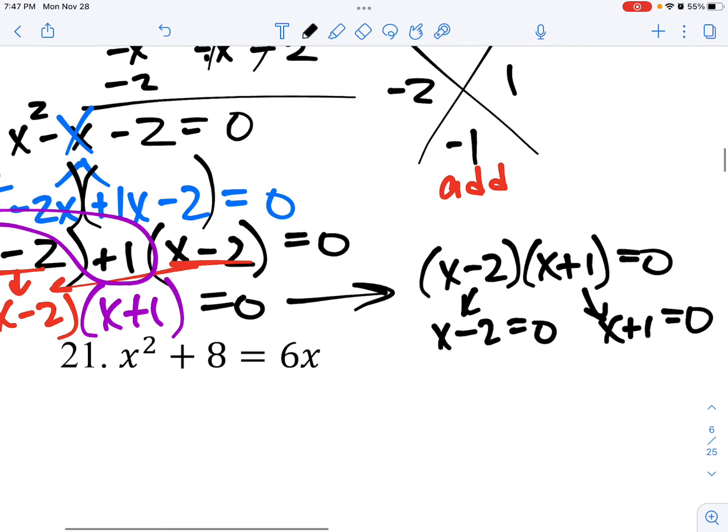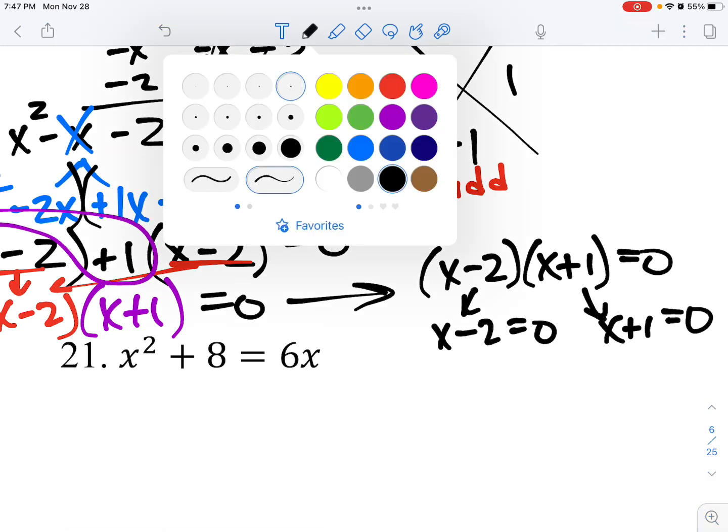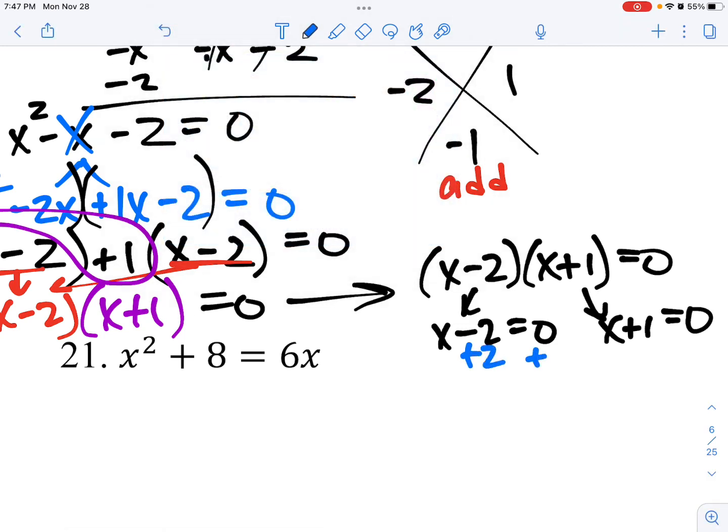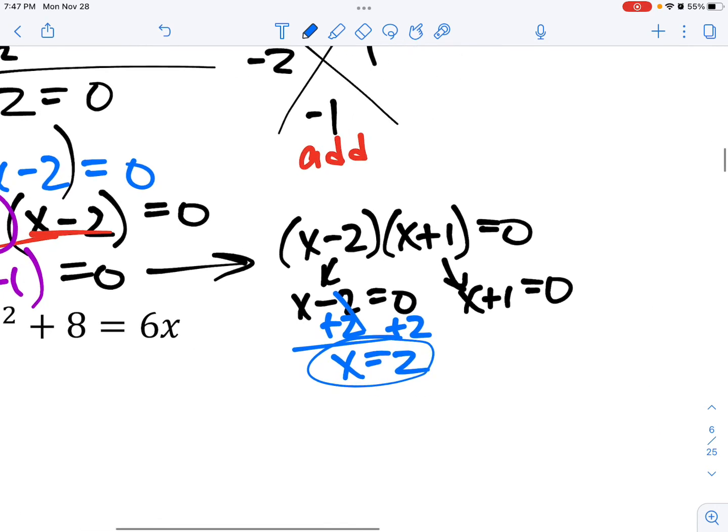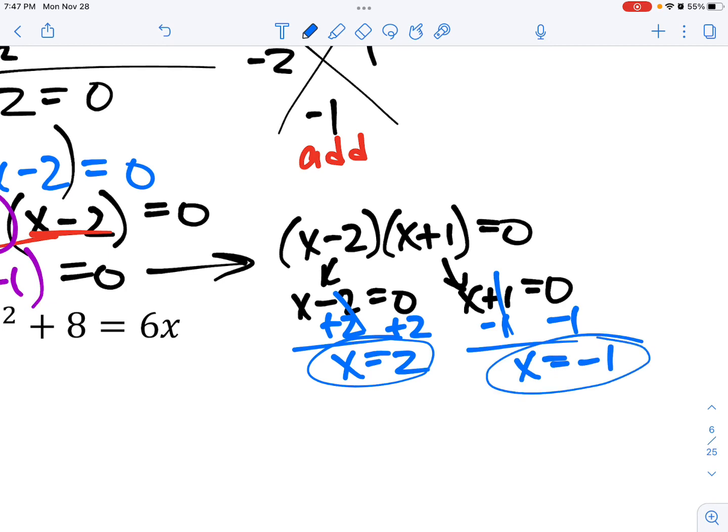I told you in class that a lot of you eventually could probably do this part in your head, where you just add 2 to both sides and you get x equals 2 as one of your answers. And I'm going to subtract 1 from both sides, and I get x equals negative 1 for my other answer.